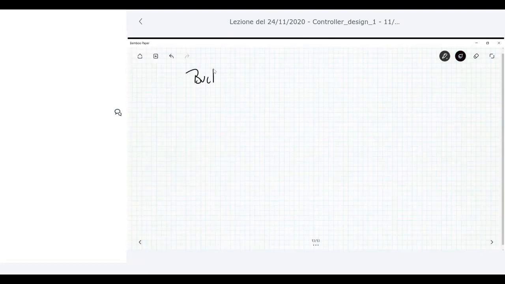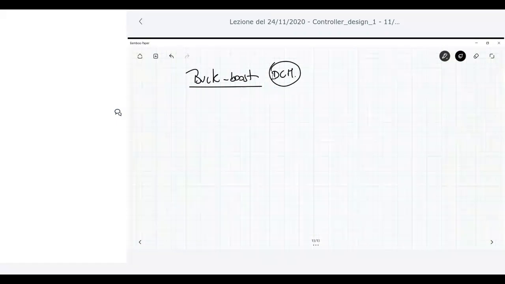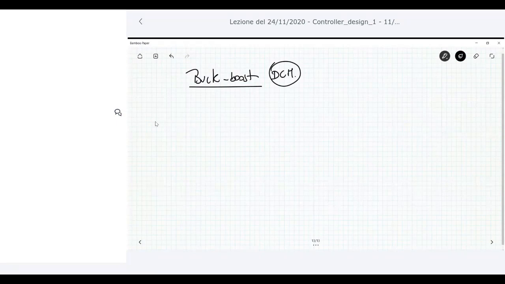Then we have, for example, the buck boost. The buck boost and the boost are typically operated in DCM, in discontinuous conduction mode. So we derive GVD for this discontinuous conduction mode. In this way, we have the same expression as before.